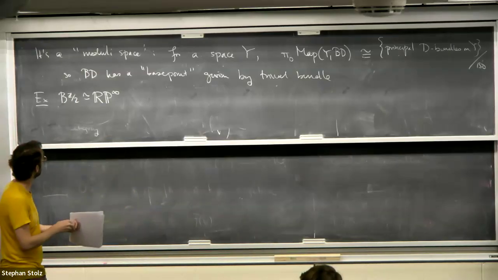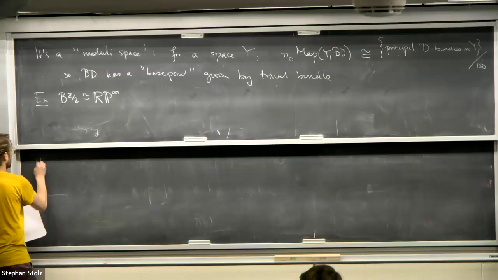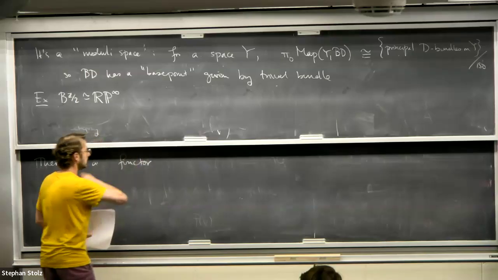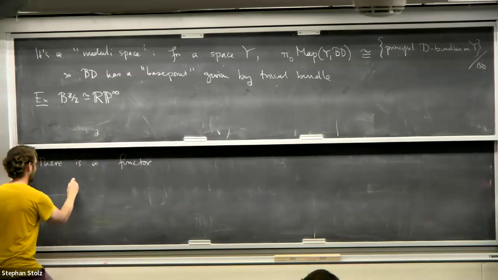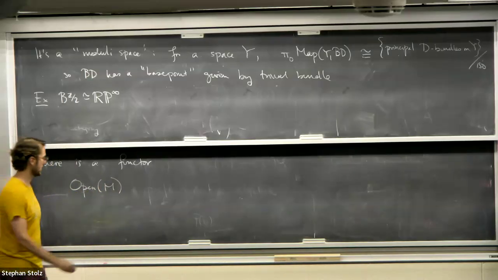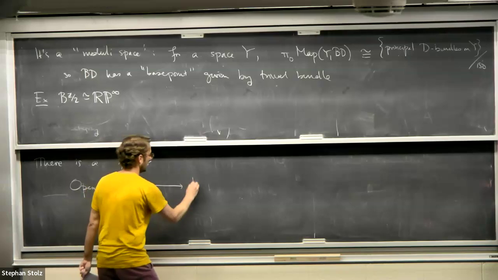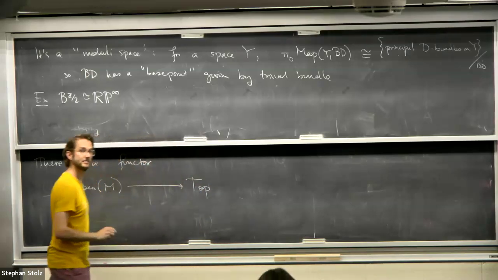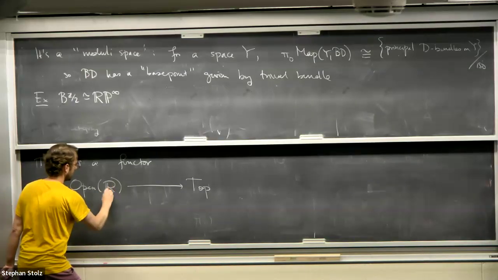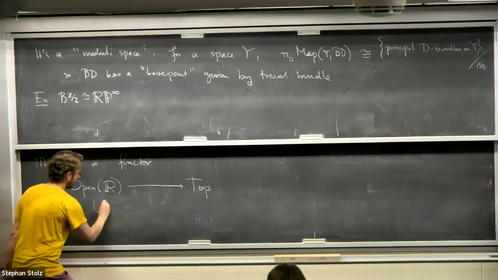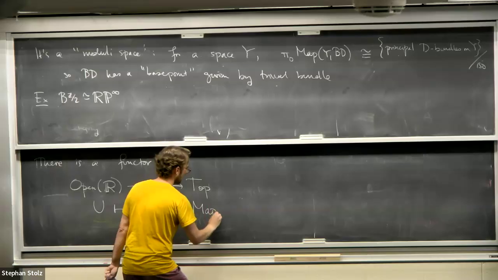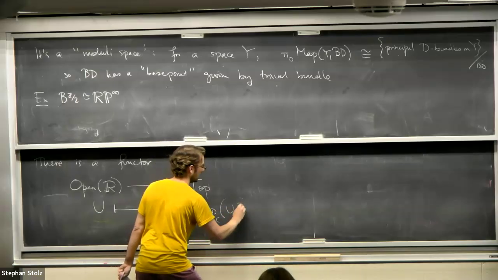So I want to talk about a functor now. There's a functor, very analogous to what we've talked about already, that goes from opens in M, let's just say M is the real line, to topological spaces. If I have an open set U, it goes to what I'll call the space of compactly supported maps from U to BD.